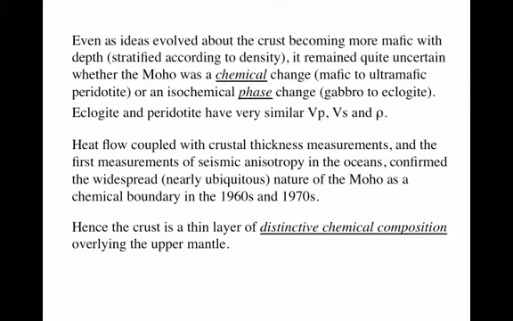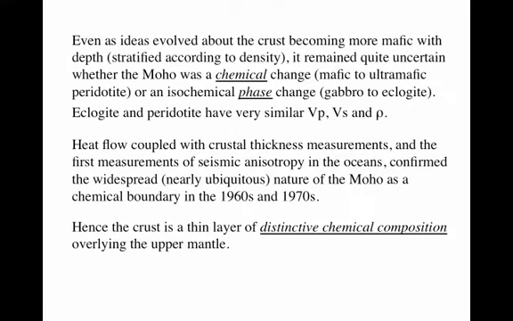So even as these ideas evolved about the crust becoming more mafic with depth, so it's stratified according to density, it was uncertain whether the MOHO was a chemical change, so from mafic rocks to ultramafic rocks or peridotite that makes up most of the mantle, or if it was an isochemical phase change, so going from a gabbro to an eclogite, so metamorphosing a gabbro to a denser rock type, an eclogite, but being chemically the same.